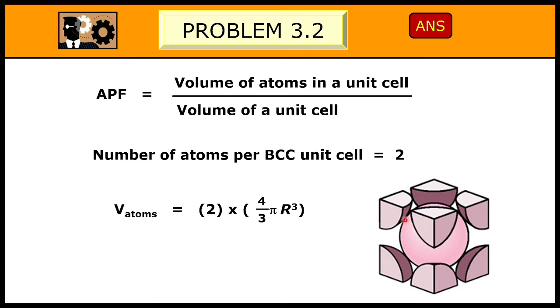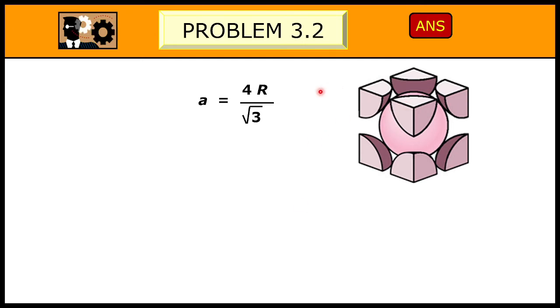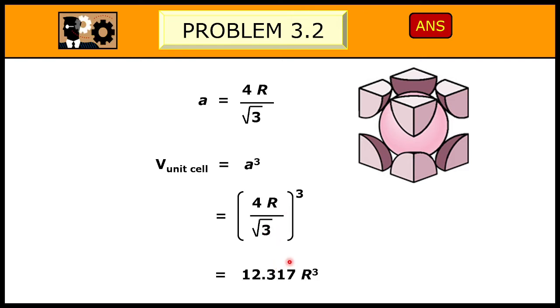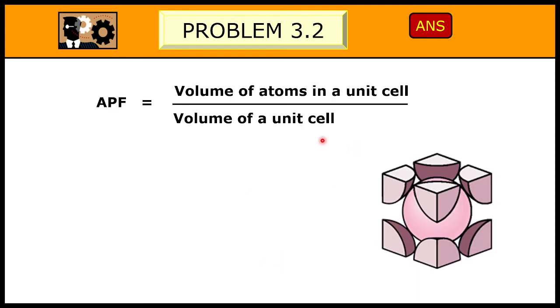The volume of atoms is 2 times 4/3 pi r cubed, equal to 8.378 r cubed. And for a, you already know that a equals 4r over square root of 3. So the volume of a unit cell is a cubed, which is (4r over square root of 3) to the power of 3. So we get 12.317 r cubed. Now you know the volume of the atoms and also the volume of the unit cell.